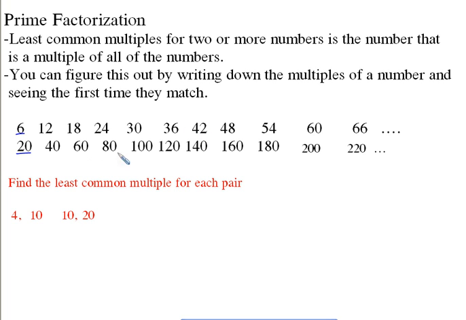42 is going to be the next multiple. So I go up to 60. And I see, well, is 60 a multiple? Well, yep, there it is. So that's going to be my answer for the least common multiple of those two numbers.